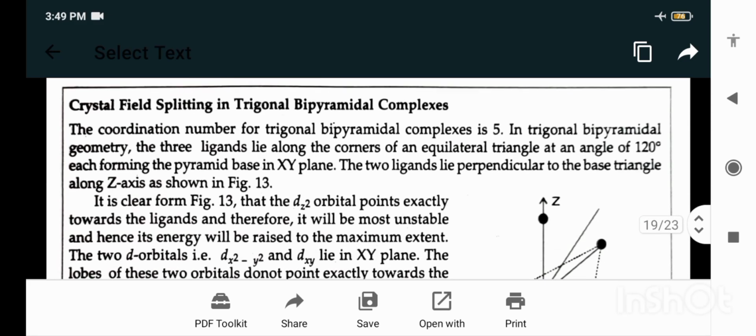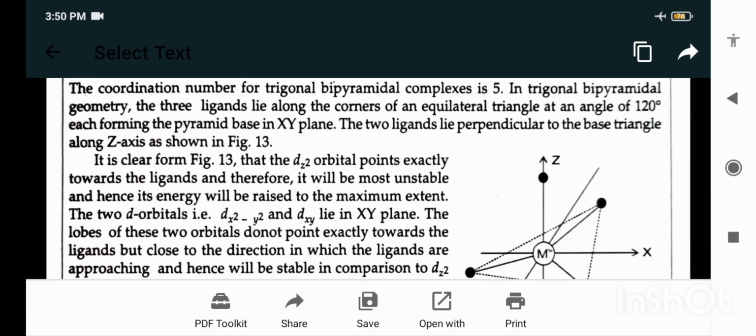The next topic is the crystal field splitting in trigonal bipyramidal complexes. The coordination number for the trigonal bipyramidal complex is 5. In trigonal bipyramidal geometry, three ligands lie along the corners of an equilateral triangle at an angle of 120 degrees, each forming the pyramid base in the xy plane. The two ligands lie perpendicular to the triangular base along the z-axis. It is clear that the dz square orbital points exactly towards the ligands, and therefore it will be the most unstable, and hence its energy will rise to the maximum extent.